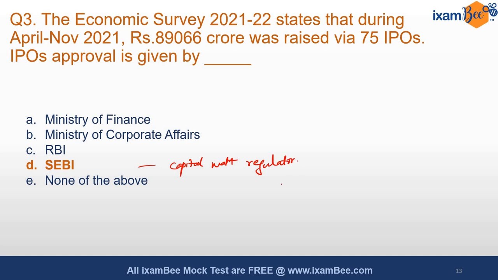So any company that wants to raise money from the public will have to first get the approval of SEBI before opening of an IPO. They need to file a draft prospectus. That prospectus is first approved by SEBI, only then it can be issued to the public for raising of money.